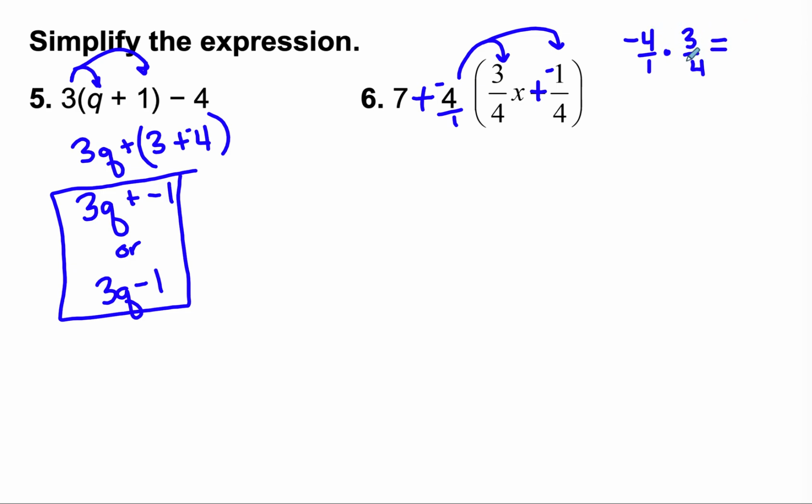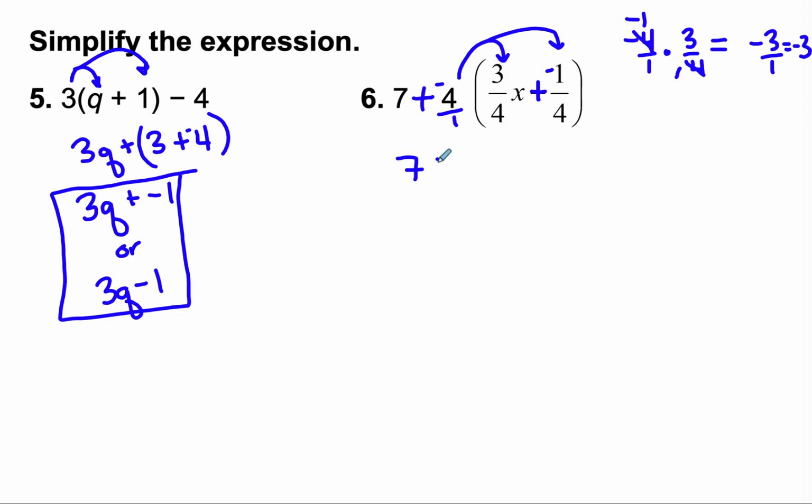All right, I'll do this one with cross-canceling. 4 divided by 4 is 1. 4 divided by 4 is 1. That one's -1 since that was a negative. -1 times 3 is -3. 1 times 1 is 1. -3 over 1 means the same thing as -3.